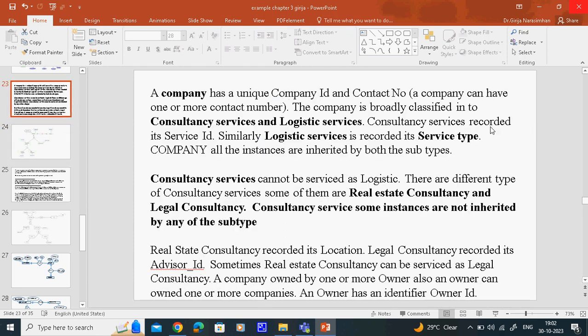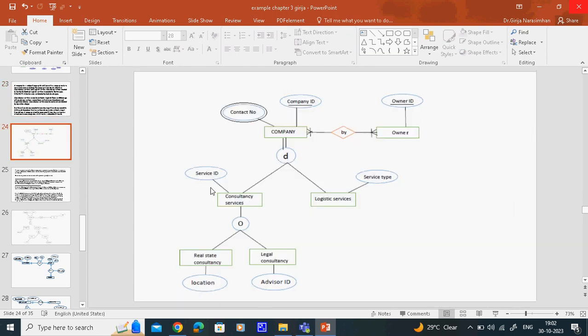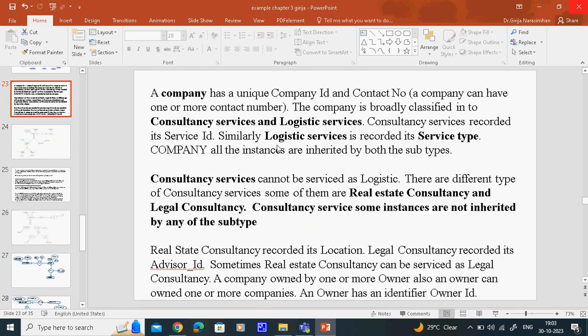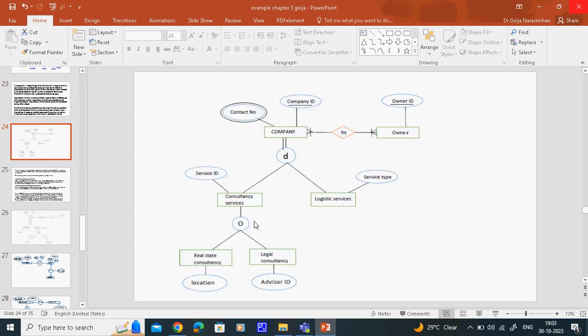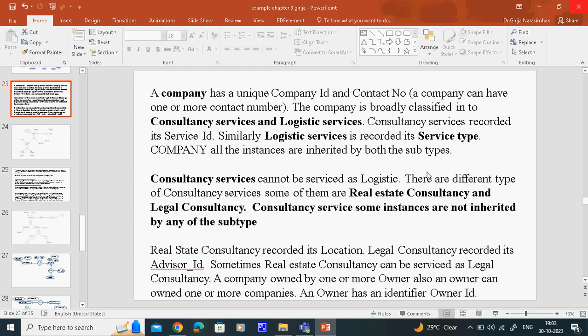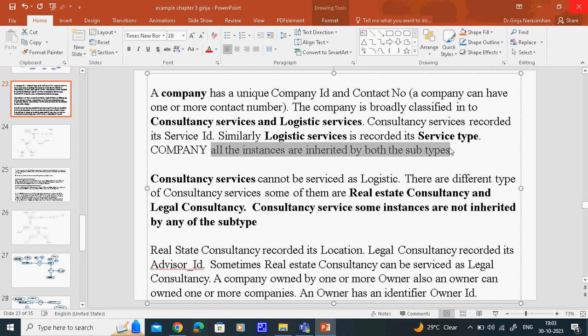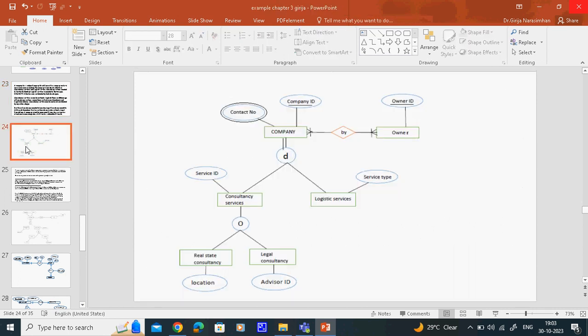So consultancy service records service ID. Here is the service ID. We can underline this also, since it is unique. Similarly, logistic services record service type. So we can see here service type. Next, what we are saying is that all the instances of the company are inherited by the subtypes. All the records will be inherited by either consultancy or logistic.